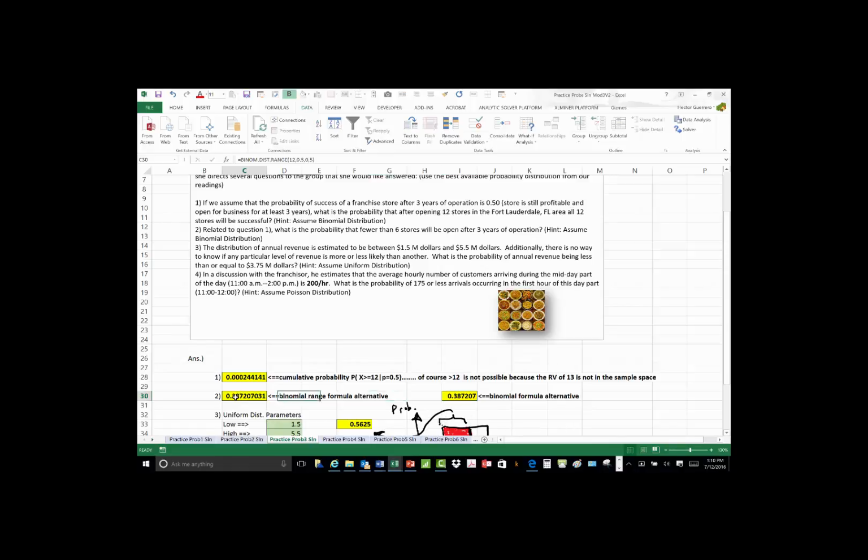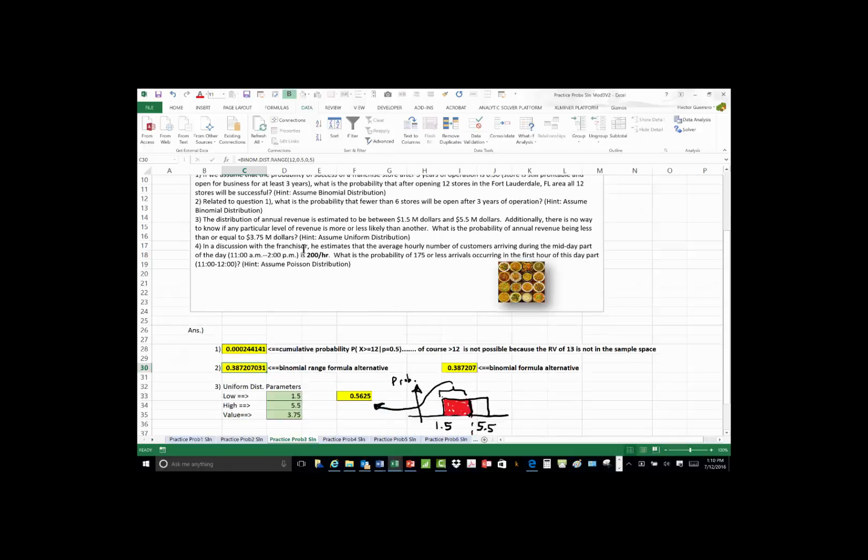38.7%. There's an alternative function called the binomial distribution range, and what this function allows us to do is to create a similar sort of probability function where we have 12 total trials, we have a probability of 0.5, and I want the range from 0 to 5. I want 1 plus 2 plus 3 plus 4 plus 5. It's an accumulation, and you can see that what happens is we get the very same number.